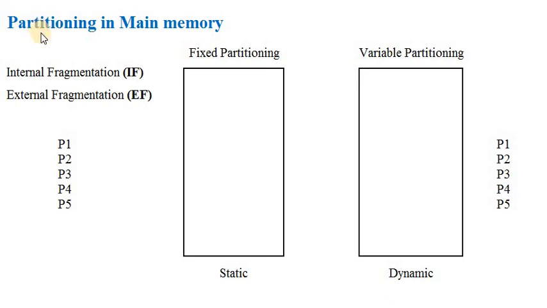But in this partitioning concept, we have two different techniques. One is fixed partitioning and the other is variable partitioning. Fixed partitioning is also called static partitioning, and variable partitioning is also called dynamic partitioning. In fixed partitioning, how are the processes going to be allocated? Let us first take the size of the main memory, say 250. So the size of the main memory is 250 for both static allocation and dynamic allocation.